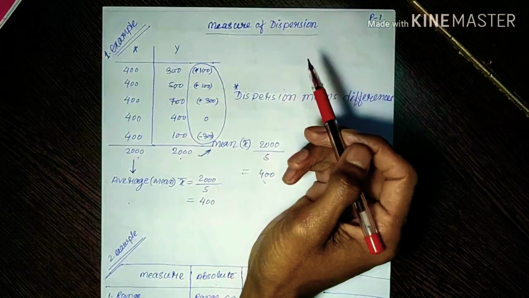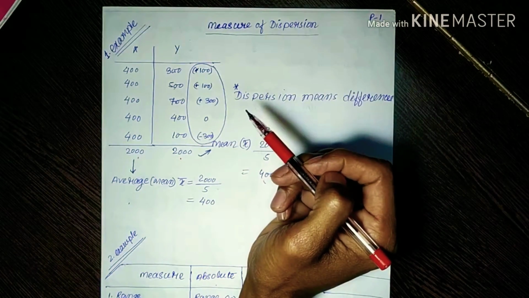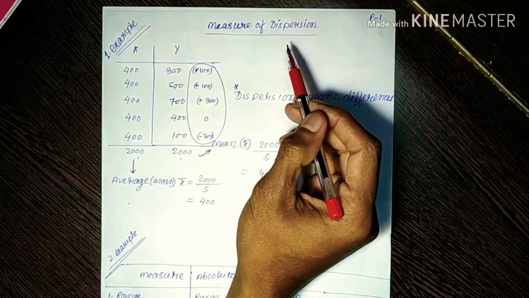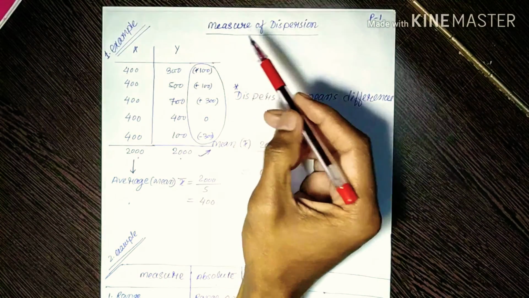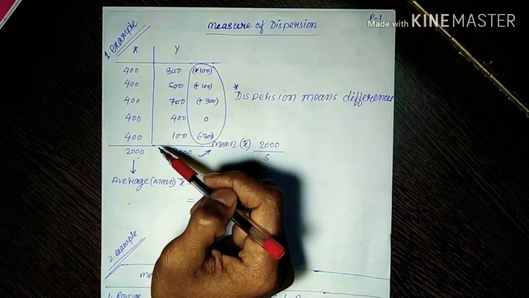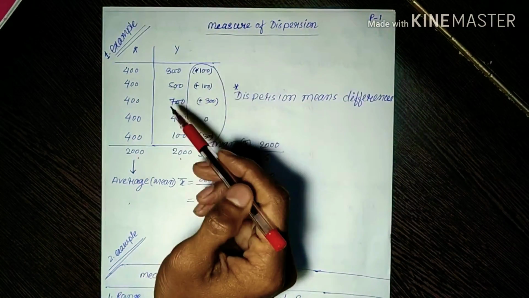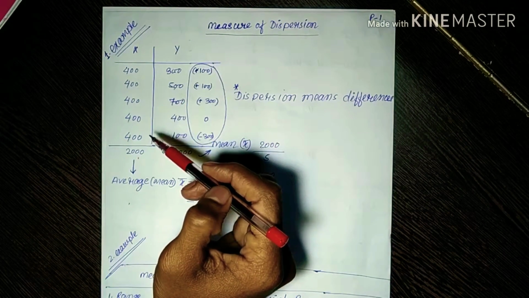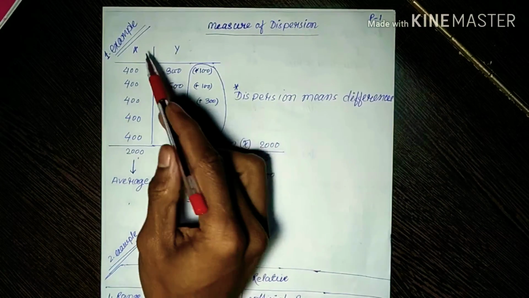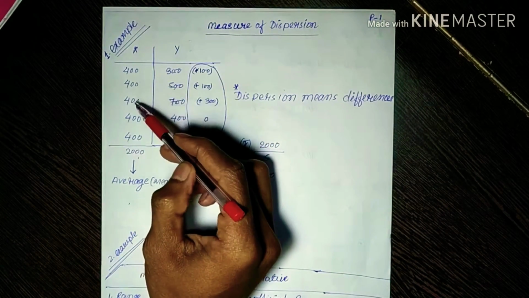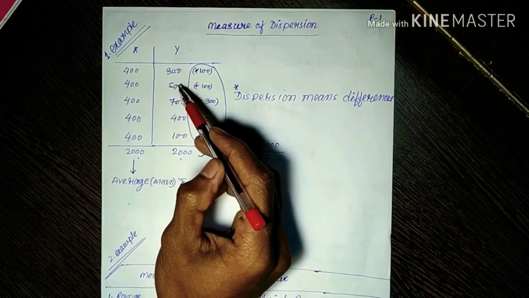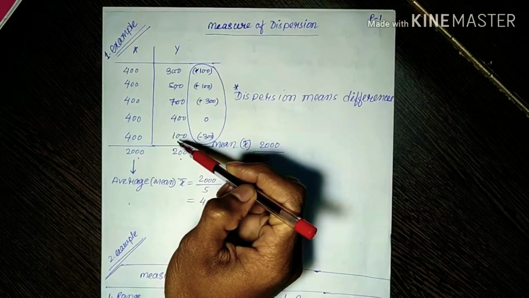And the second thing is dispersion. It means the differences, or finding out the differences of 2 things. Understand? Now I will give you an example, and from this you can understand the important concept. Here x is given as 400, 400, 400, 400 and 400 again, and y is given as 300, 500, 700, 400 and 100.